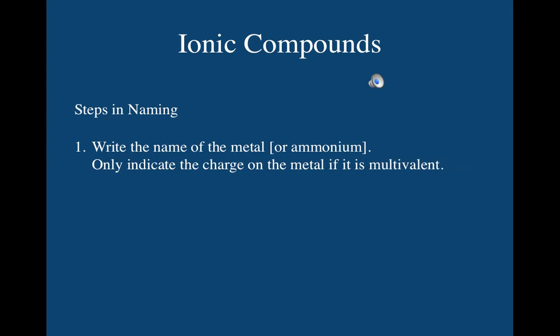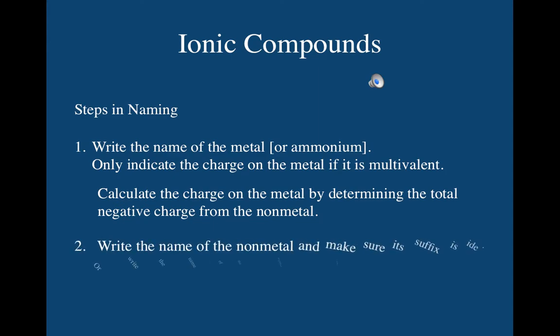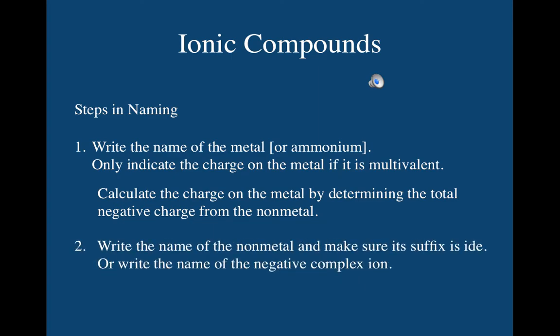So we write the name of the metal. The positive ion always comes first. If it's ammonium, we just write ammonium. If it's a multivalent metal, we have to put the charge in Roman numerals. So if it was zinc, zinc can only be 2+, so I just write zinc. Sodium can only be 1+, so I just write sodium. But if it was something like gold, I gotta say, is it gold 1+, or is it gold 3+? Is it lead 2+, or 4+? I have to say which one. The calculations we'll get into later. If it's multivalent, you got to calculate the charge.